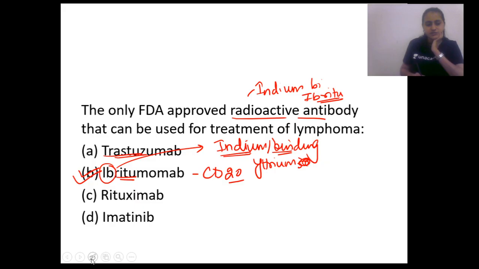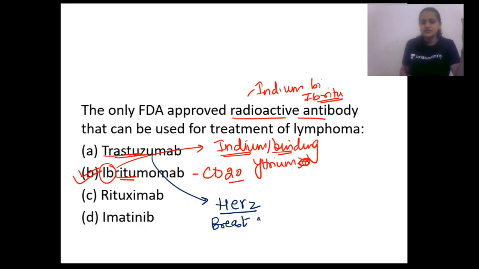Trastuzumab, what is the target for trastuzumab? Yes, it is directed against which receptor? It is used in breast cancer, which is ER positive or PR positive or HER2 positive. Which cancers? Very good, Alvin. Very good, Danish. It is against HER2 receptor. That is why it is used in breast cancer, which is HER2 positive.